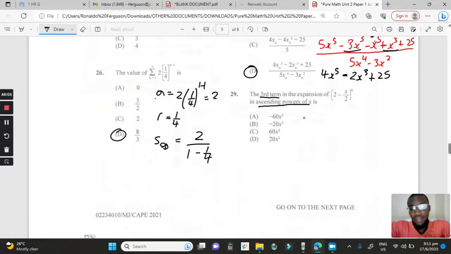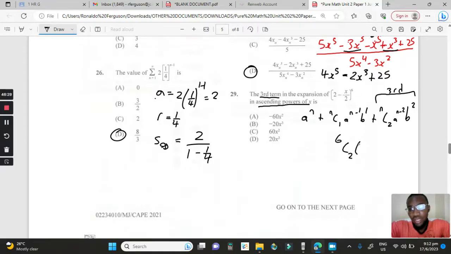So remember, it's going to be a to the n plus n choose 1, a to the n minus 1, b to the 1, plus n choose 2, a to the n minus 2, b squared. That's the third term. So in that case now, n is 6, so it is 6 choose 2, a which is 2 to the n minus 2, 6 minus 2 is 4, b is x over 2, the negative of it, squared.